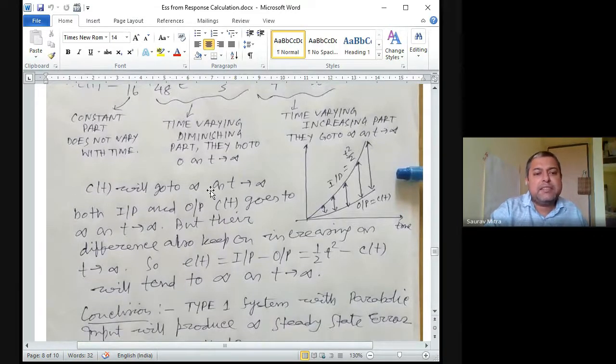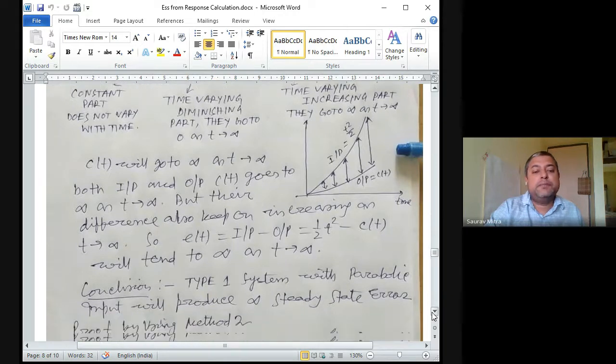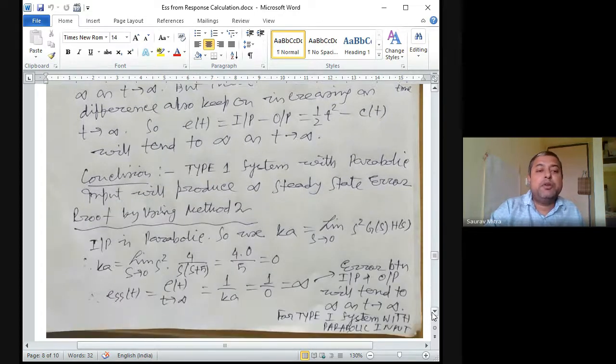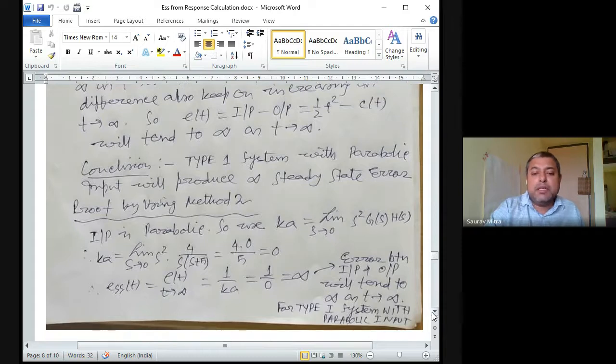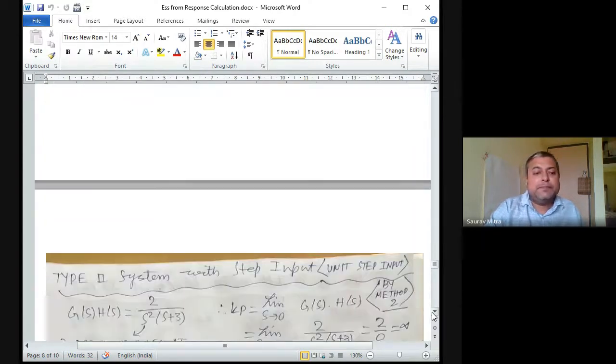CT will go to infinity as t tends to infinity. Both the input and output go to infinity, but the difference also keeps on increasing. So ET is equal to input minus output, half t square minus CT. This will tend to infinity as t tends to infinity. So this is type 1 system with parabolic input, which will produce a steady state error, and proof by method 2. So by method 2 we directly find Ka as 0, and ESST is equal to 1 by Ka, that is equal to infinity. So error between input and output would tend to infinity as t tends to infinity. So for type 1 system with parabolic input, the steady state error is going to be infinity.